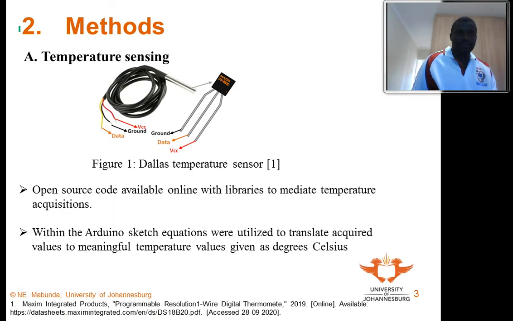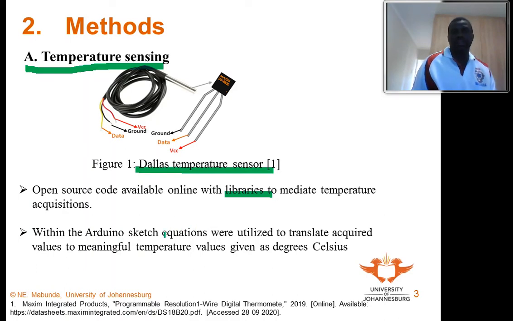Now, as far as our method is concerned, we'll start with the temperature sensing. In this research, a Dallas temperature sensor is used, which comes with libraries that you can download online. They will translate the signals being read into meaningful values that will be transcoded by your sketch to form a temperature as required. In this case, that was in degrees Celsius.